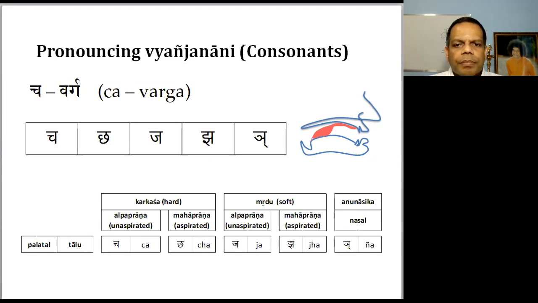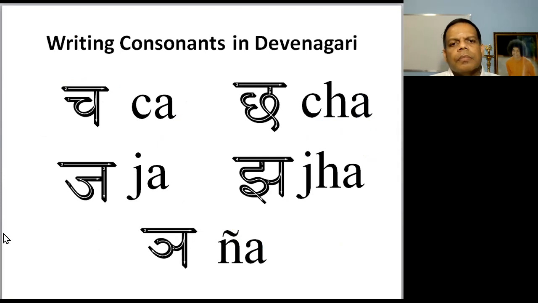I'm going to show you the writing of the letters. So this is cha. I will write it out later. Cha, chha, ja, jha, and nya. Cha, chha, ja, jha, and nya. So I'm just going to write this. Actually, some of it is a bit more stylistically written here, but I will just show you.